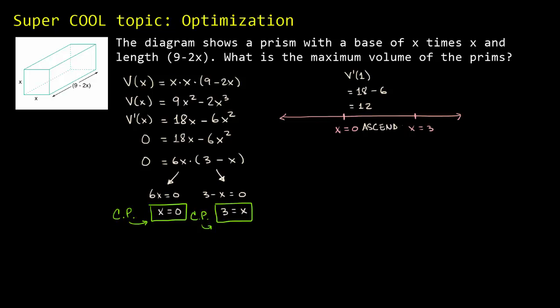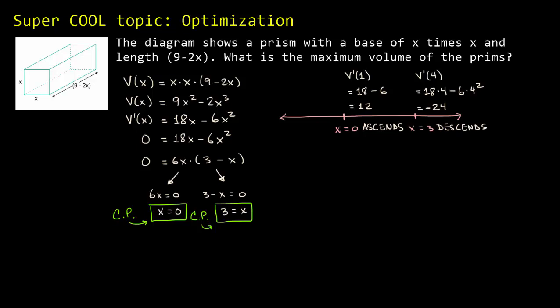Now we repeat the testing with the values after x equal to 3. I'm going to pick V prime of, let's say, 4. This would be 18 times 4 minus 6 times 4 squared, which is equal to negative 24. So this is a negative value, telling us that after 3, the function starts descending.